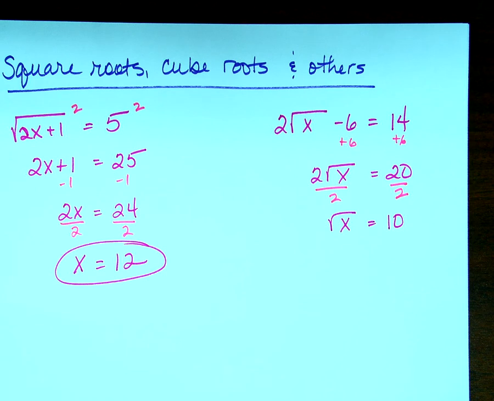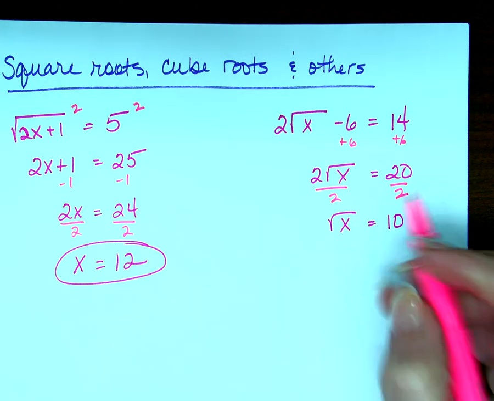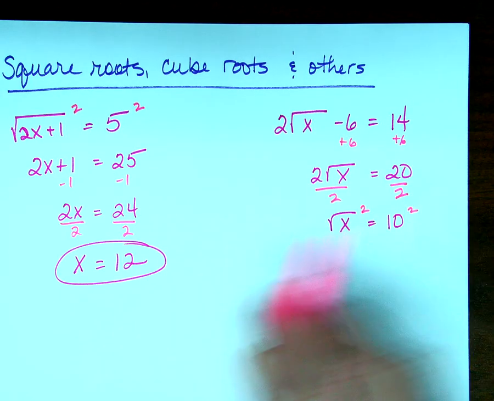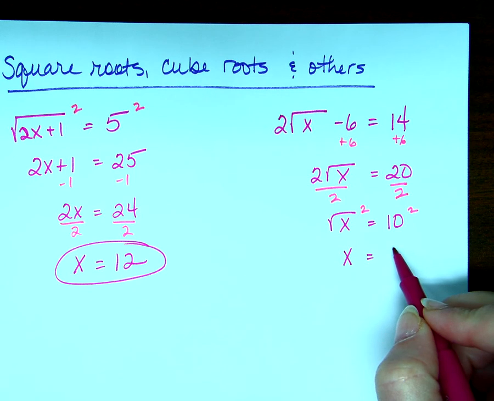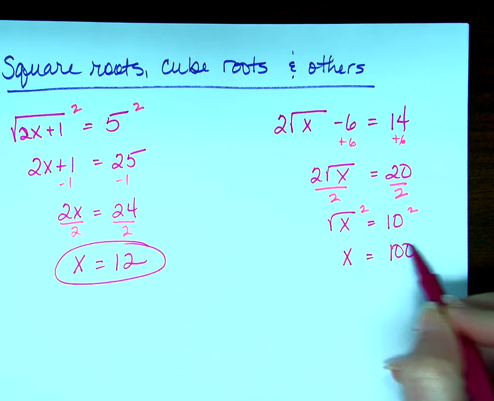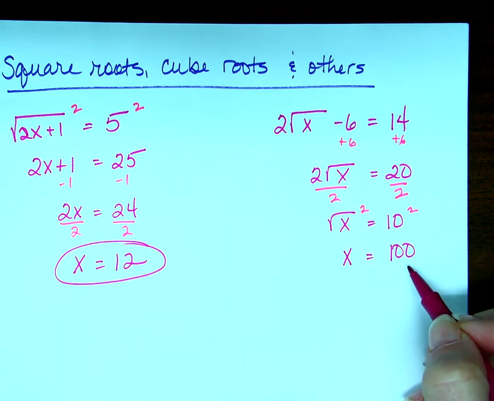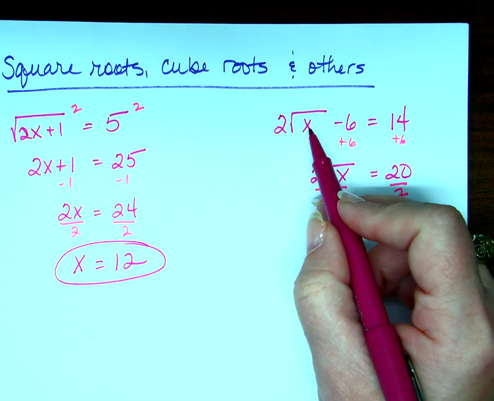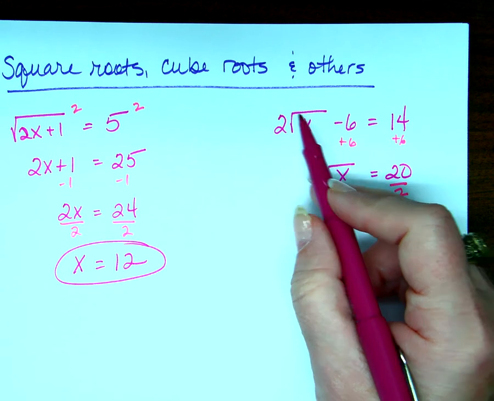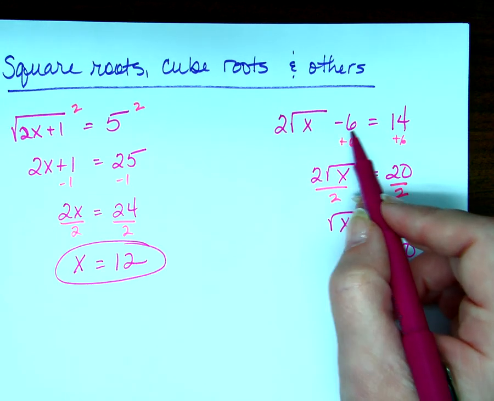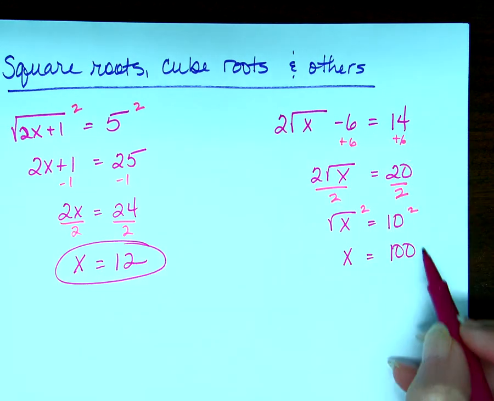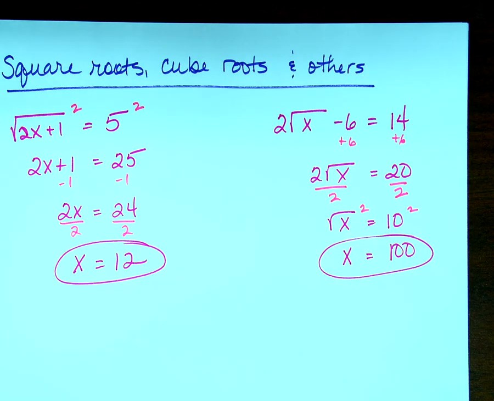How do I undo a square root? Yeah, square it, right? X equals what? 100. Is it right? What's the square root of 100? 10 times 2 is 20, minus 6. Does 14 equal 14? Yeah, so I know for a fact that that is correct, don't I?